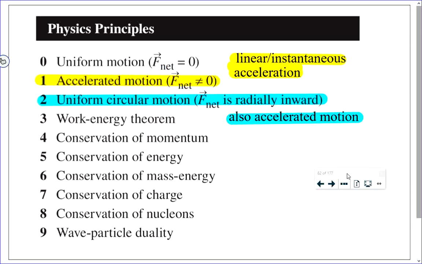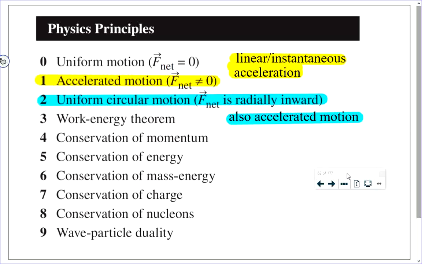They're both accelerated motion. The difference is when you use physics principle 1, typically speaking, you're ending up using F net equals ma to calculate a linear acceleration in meters per second squared. However, when you use physics principle 2, you're typically using F net equals ma, and then you're changing the acceleration to v squared over r because it's circular or centripetal acceleration.